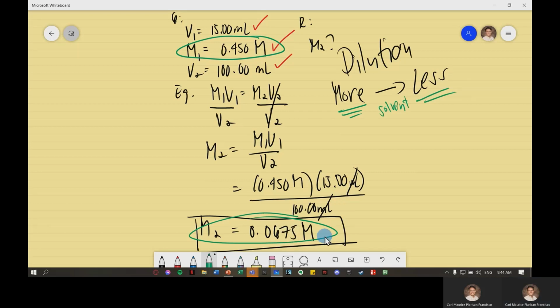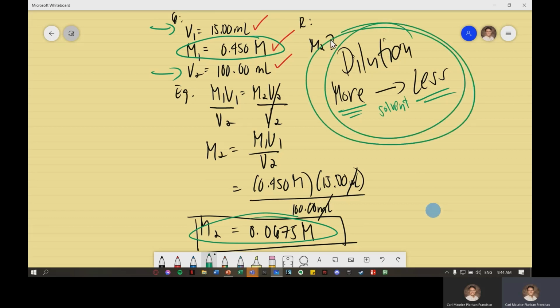Because your initial volume is 15, and your final volume becomes 100. There was an addition from 15, it becomes 100. So from more concentrated 0.450, it becomes less concentrated, 0.0675. Thus, following the concept of dilution.